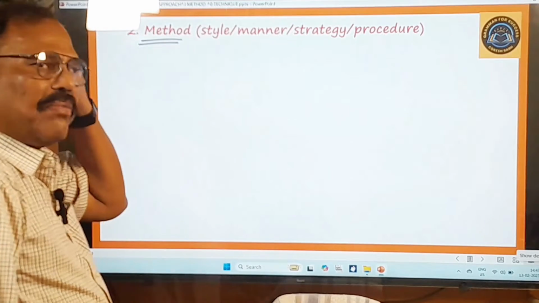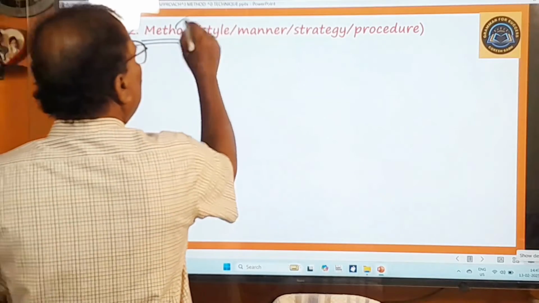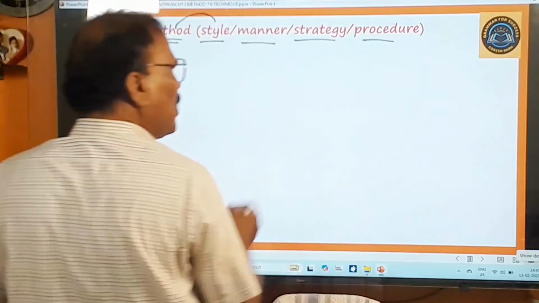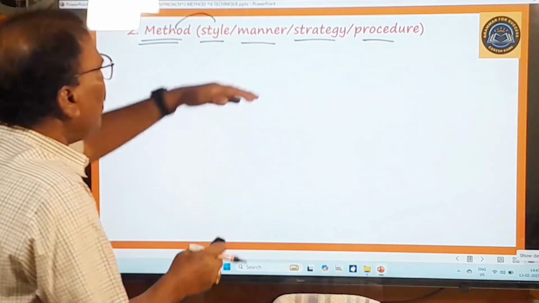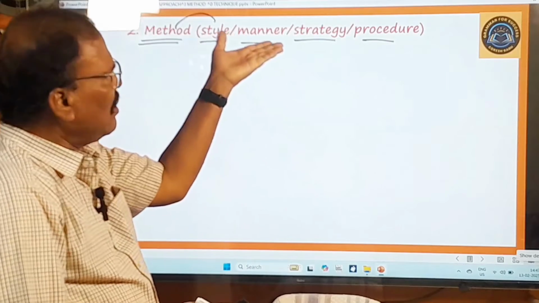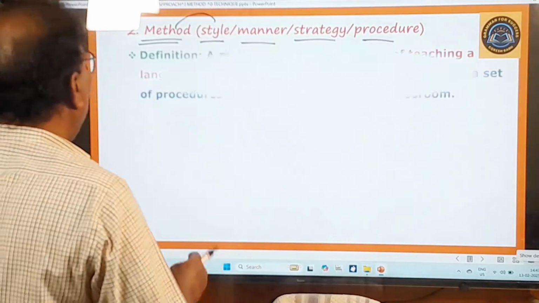This is yet another very important concept of pedagogy. Method is there. Method means, directly speaking, style or manner or strategy or procedure. By any one of these names you can call it. Method means paddhati. Paddhati means, in other words, in English, any one of them you can use, right?